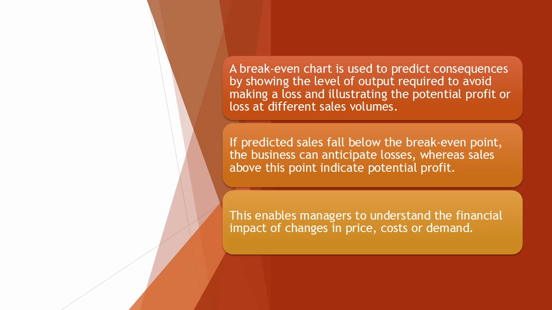A break-even chart is used to predict consequences by showing the level of output required to avoid making a loss and illustrating the potential profit or loss at different sales volumes. If predicted sales fall below the break-even point, the business can anticipate losses, whereas sales above this point indicate potential profit. This enables managers to understand the financial impact of changes in price, costs, or demand.